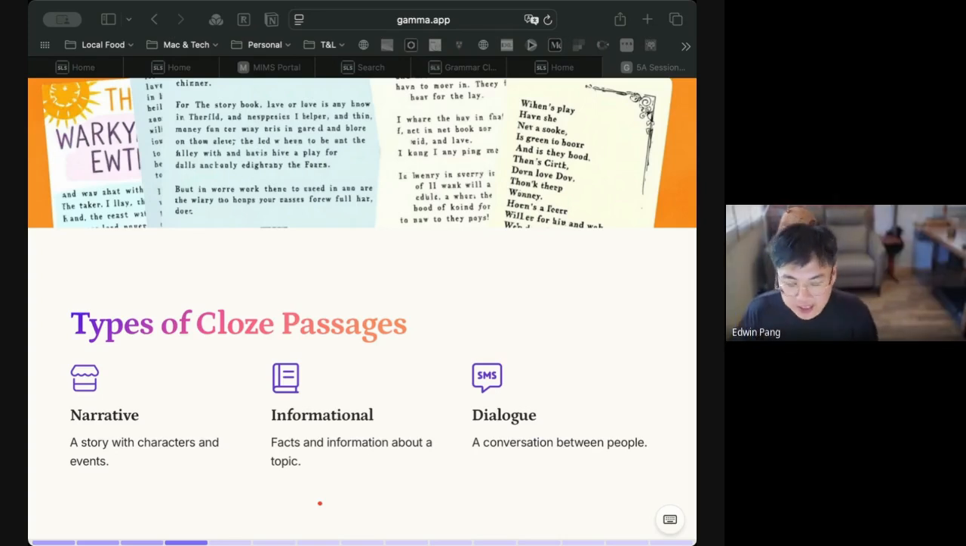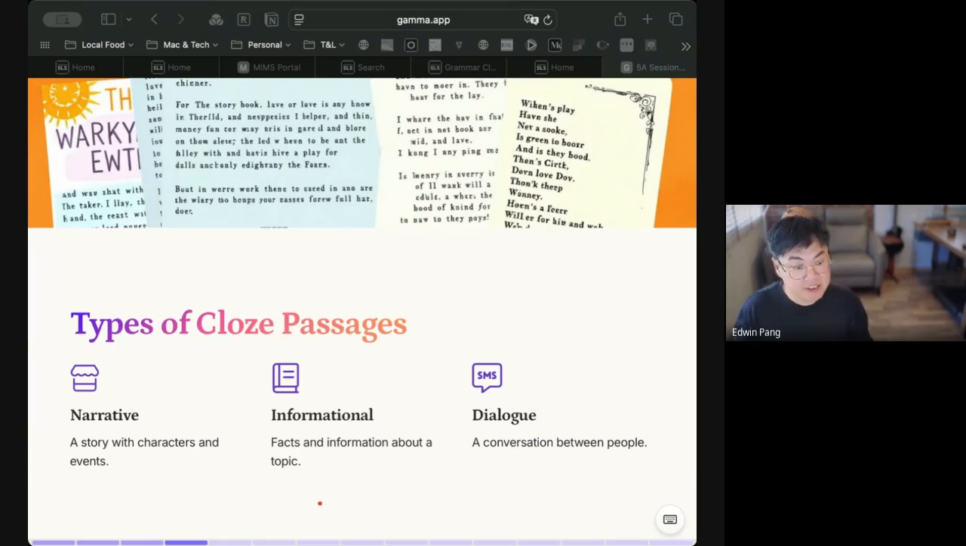Actually, to tell you the truth, it's about 50-50. It's about even, okay? You are as likely to encounter a narrative as you are to encounter an information text. But lately, if you look at PSLE 2024, 2023, 2022, 2021, information texts have been appearing more than narratives, simply because information texts tend to be a bit more challenging, because they test your general knowledge about a specific topic.